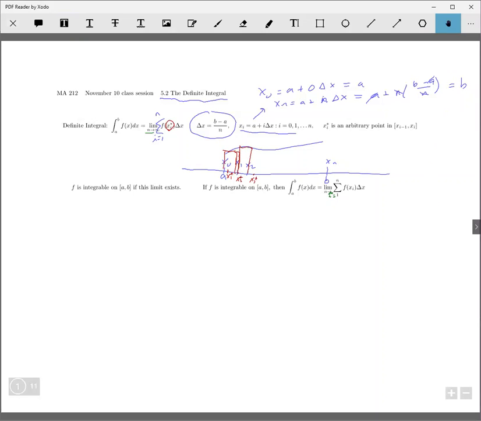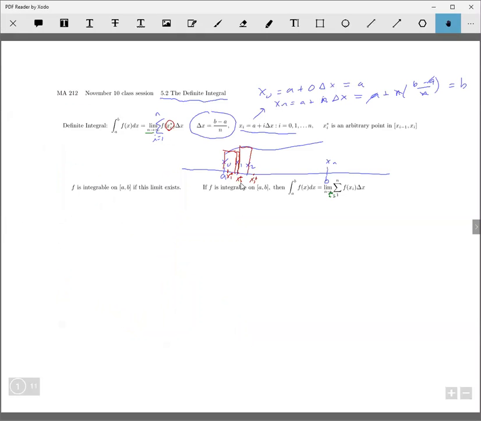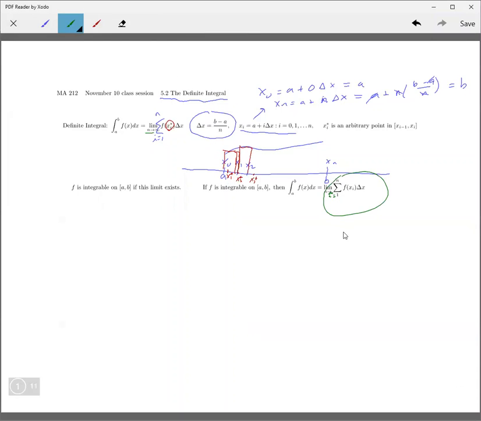Okay, so let's get into doing some exercises from the homework. It's going to look a lot like last section where we did the left and right sums and midpoint sums, because those are examples of Riemann sums. This sum right here is called the Riemann sum. Maybe I should make a note of that. Okay, this is a Riemann sum.